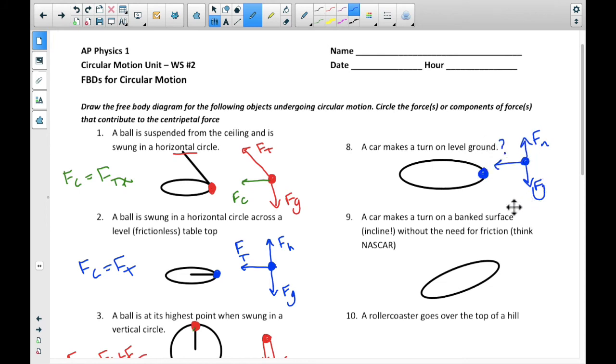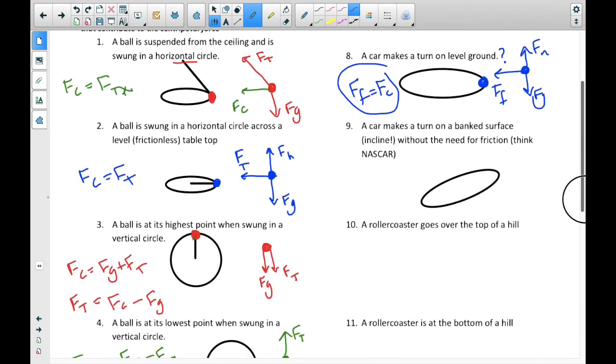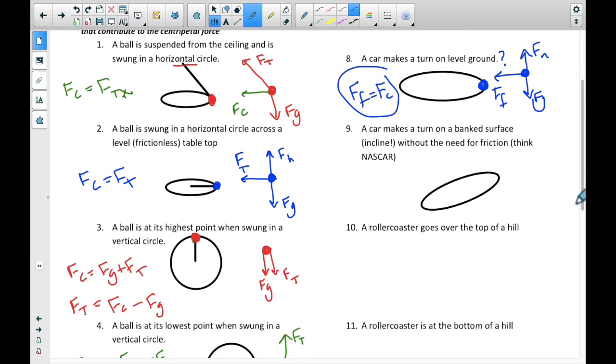Something must be keeping you on the road. Otherwise, you would have flown off the road. Why didn't you fly off the road? Because there's friction. The friction in your tires is keeping you on that road. So in this case, the force of friction is causing it to stay on the road. It is the centripetal force. Now, I don't know if you know this, but cars in NASCAR don't have very much friction. Why not? Because friction slows you down. They don't want to be slowed down.